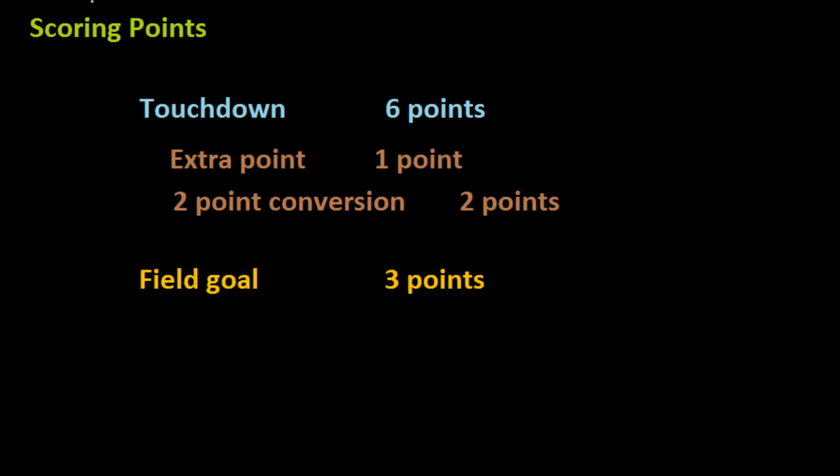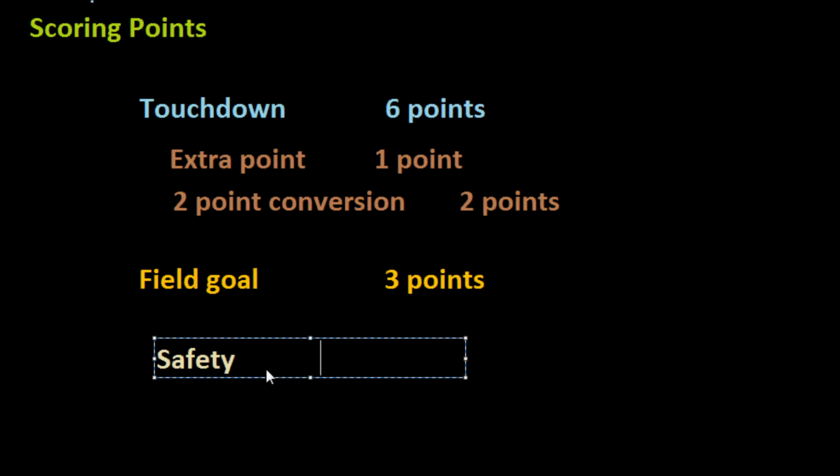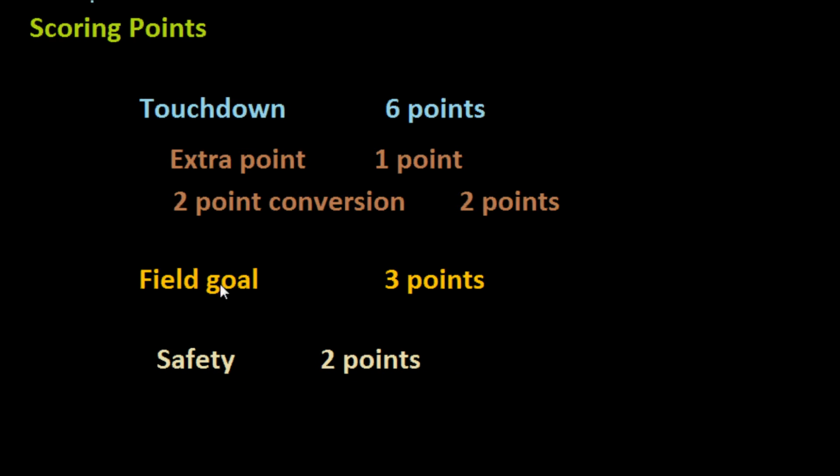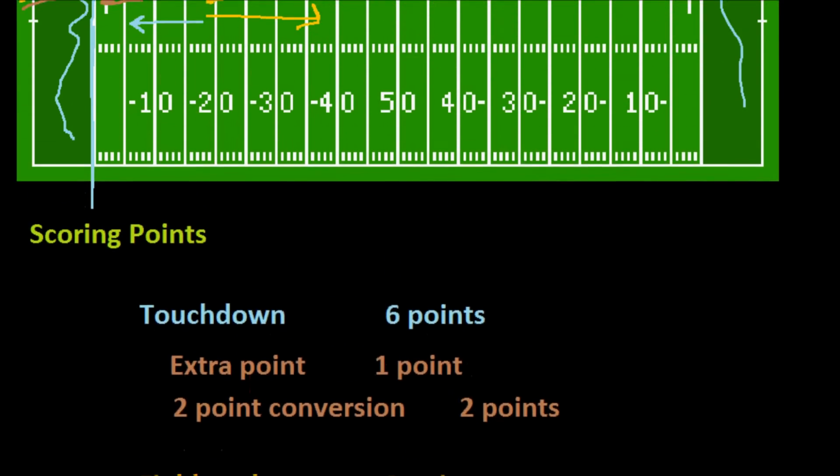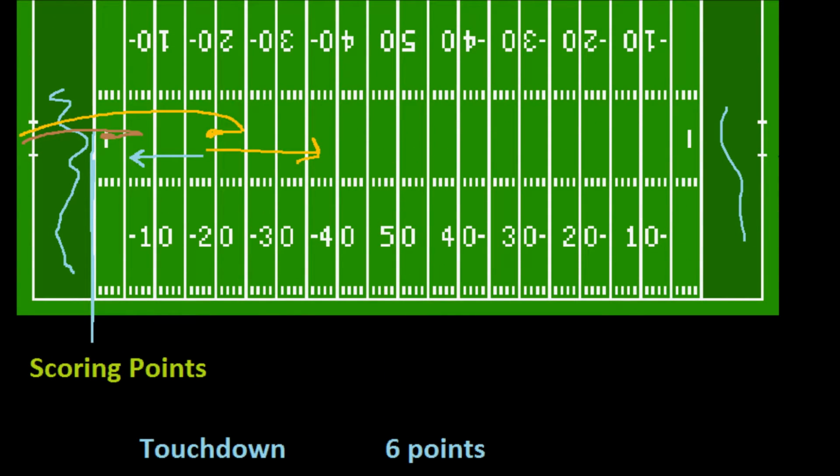Lastly, the final way to score is something called the safety. And the safety is worth 2 points. So these first two, the touchdown and the field goal, are both things that the team on offense, the team with the ball, does. That is their goal to get there. But the safety is actually points that can be scored whenever you are on defense.